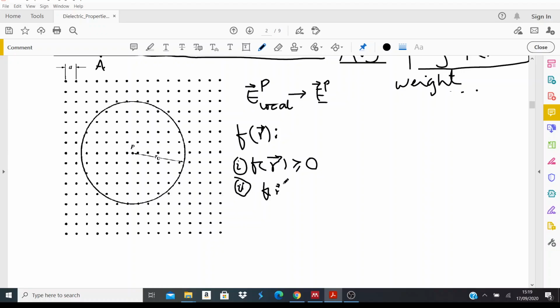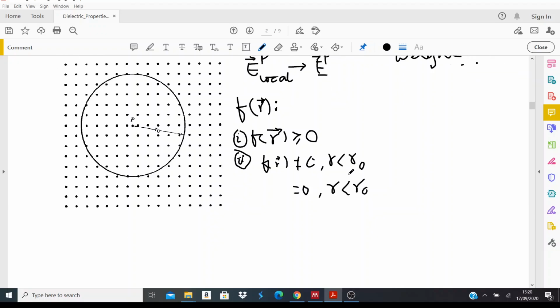Then the range of the function. This function is only non-zero if you are within some distance R0. Maybe this is a radius of 1, 2, 3, 4, 5, 6, 7 lattice points. So I am talking about some circle which is of radius 7 lattice points from the point P. If you go beyond this circle, the function is 0. But if you are within this circle, the function has some non-zero value, and we don't know the value of this function. That's another characteristic.